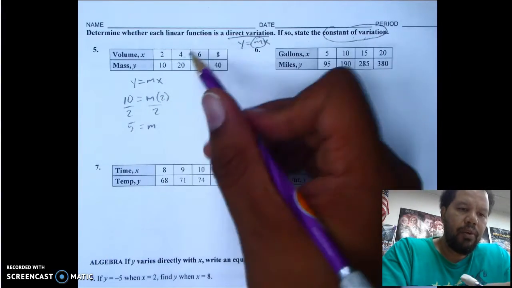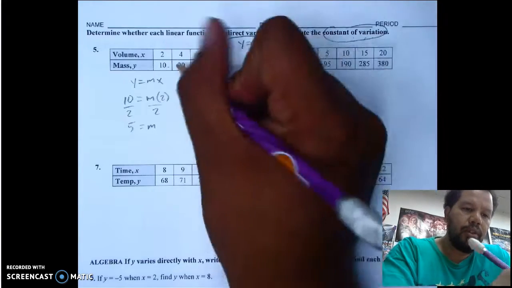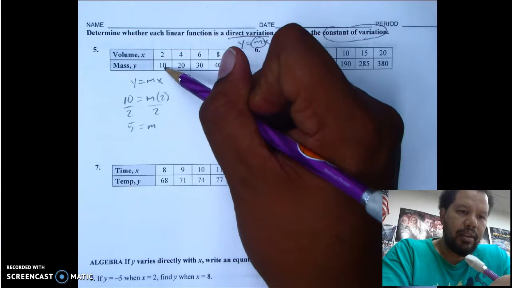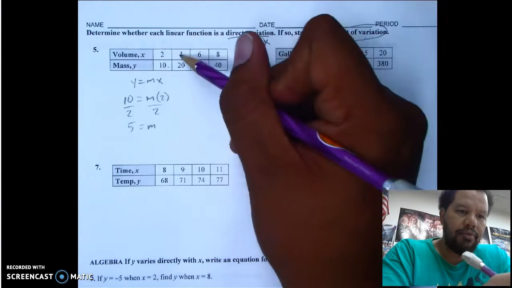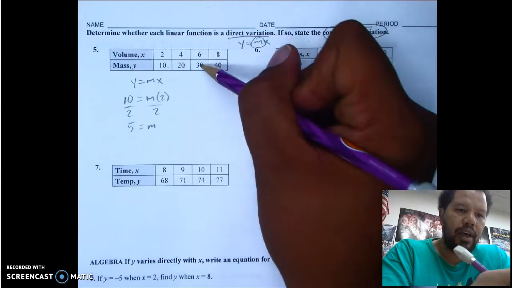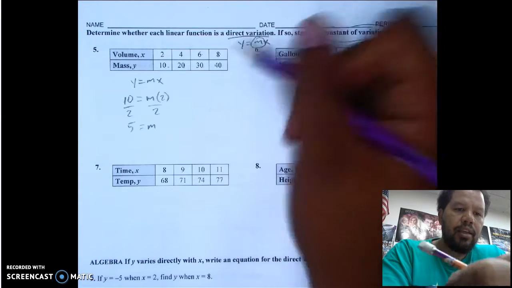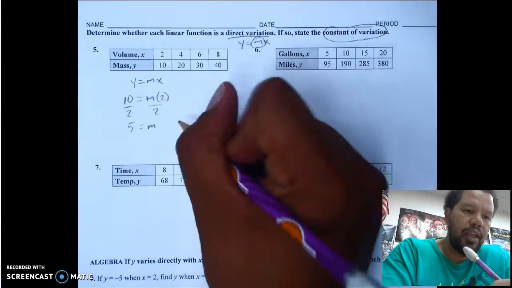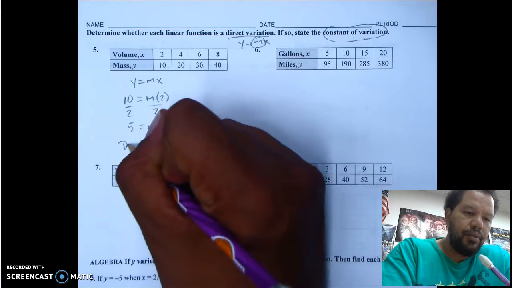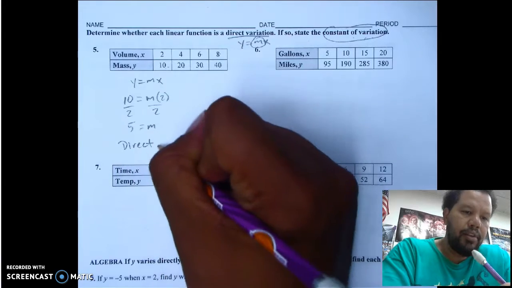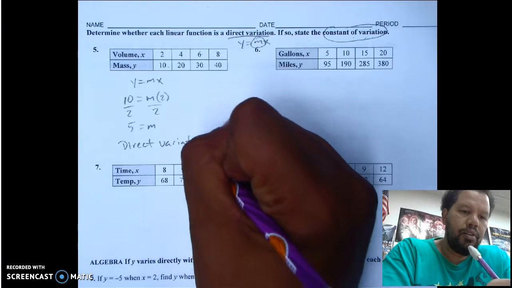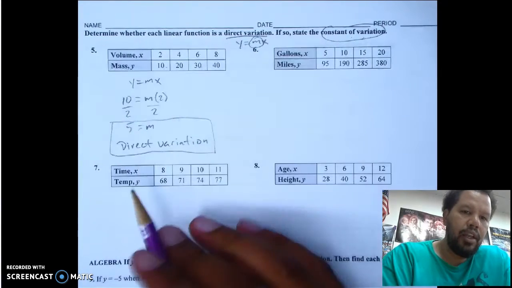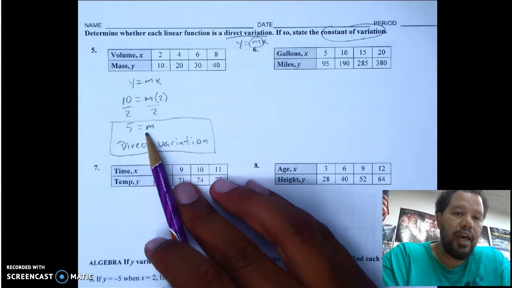Does this work for each and every one of these? Well, let's see. 2 divided into 10 is 5. 4 divided into 20 is 5. 6 divided into 30 is 5. 8 divided into 40 is also 5. So yes, this is direct variation. So our whole answer is right here. It is direct variation, and our constant of variation is 5.